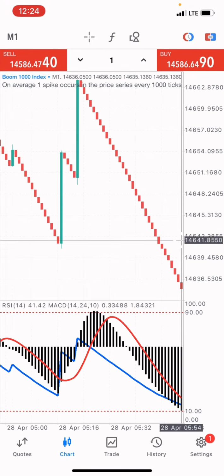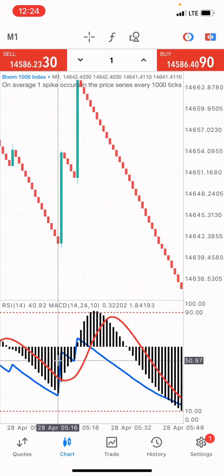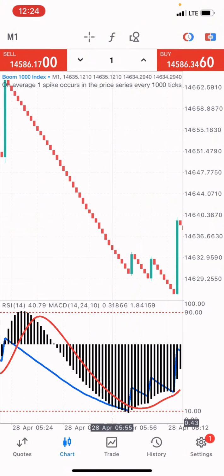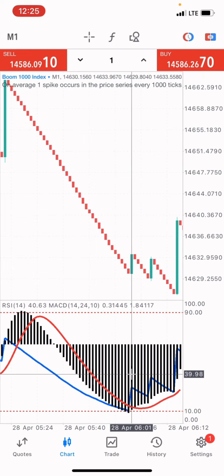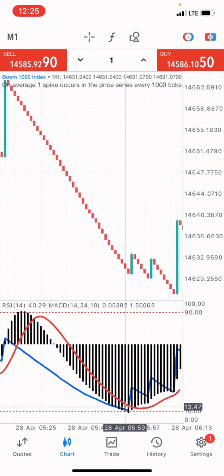Now, when price gets to the level of 90 on Boom, the market will begin to sell. So on Boom 1000, when the price here, which is the MACD, during the downtrend, gets to the level of 10, the market will buy. Okay, now on the Boom 1000 index, the market will buy when price gets to the level of 10 during the downtrend of the MACD.